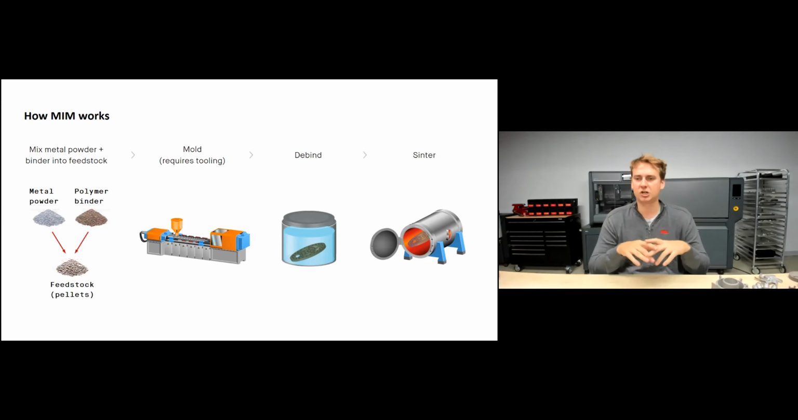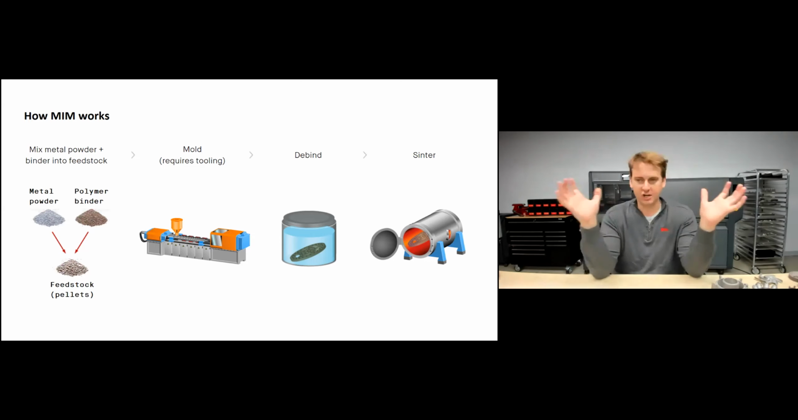The furnace is going to get just below the melting temperature of the material. It's going to remove that last bit of binder, and you're going to end up with this strong, dense metal part, high resolution part. So the issue with this technology from our perspective was this molding step.